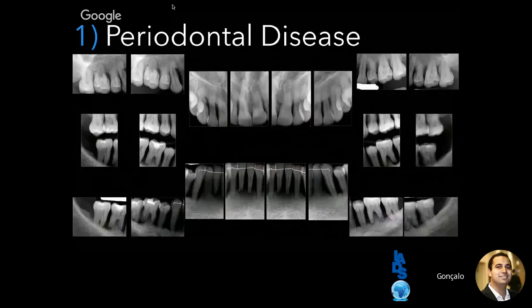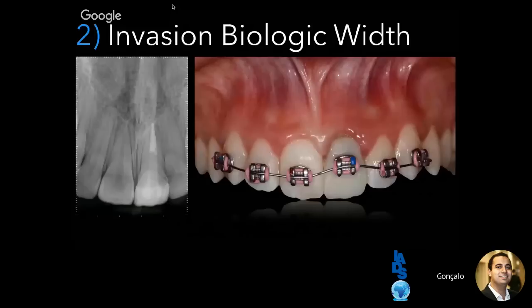So you can see this is one of my patients. He has generalized aggressive periodontitis, a very severe case that I have. Most of the teeth are mobile. And of course, we have severe bone loss, which is associated with gingival recession. So one of the other etiologic factors is the invasion of the biologic width.